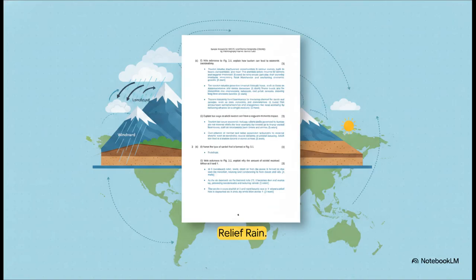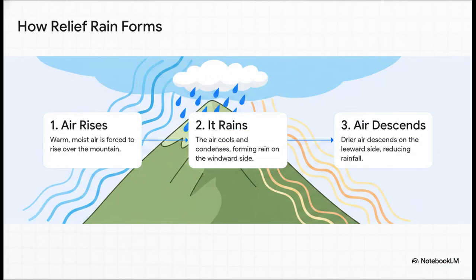Now for climate. This diagram perfectly shows how relief rain actually works. It's a simple 3-step process. Air goes up, rain comes down, and then dry air descends.